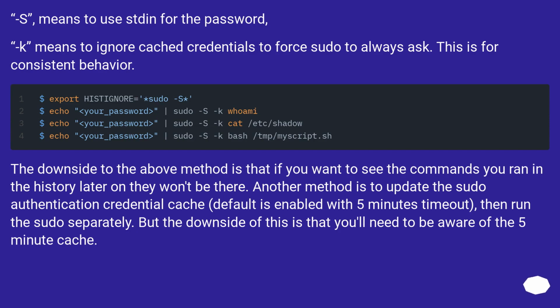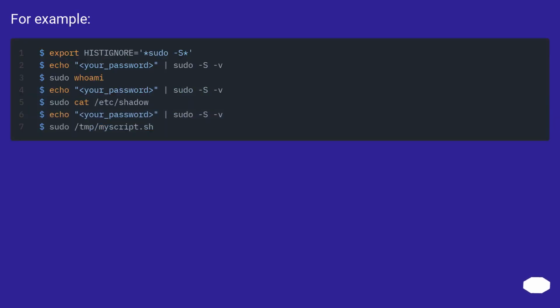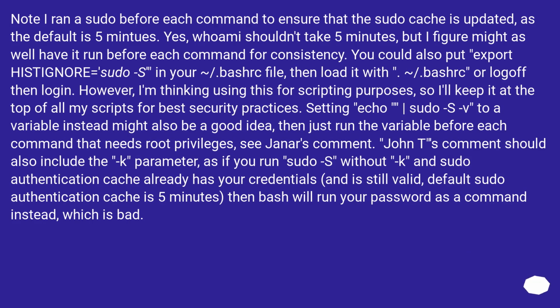Another method is to update the sudo authentication credential cache. Default is enabled with a 5 minute timeout, then run the sudo separately. But the downside of this is that you'll need to be aware of the 5-minute cache. For example, note I ran a sudo before each command to ensure that the sudo cache is updated, as the default is 5 minutes. Yes, whoami shouldn't take 5 minutes, but I figure I might as well have it run before each command for consistency.